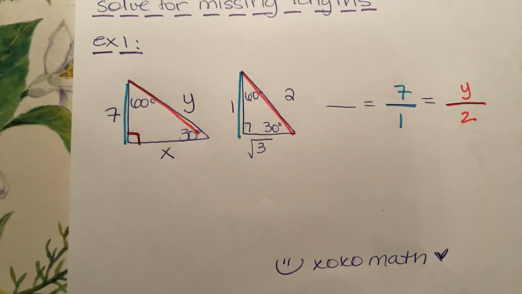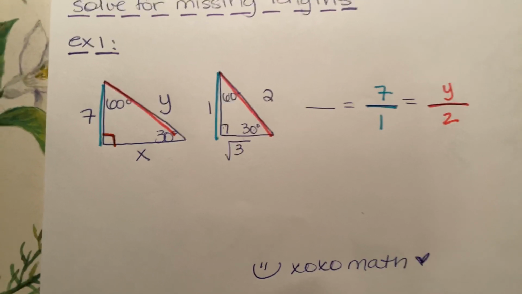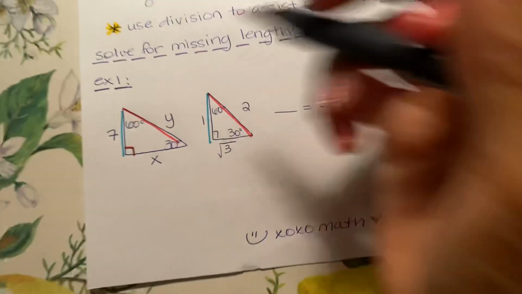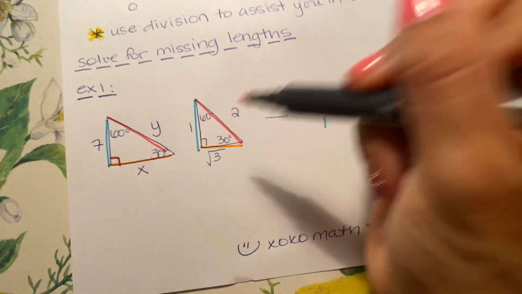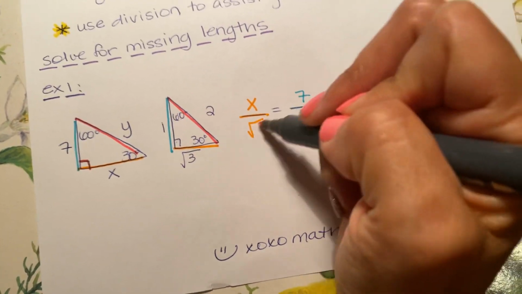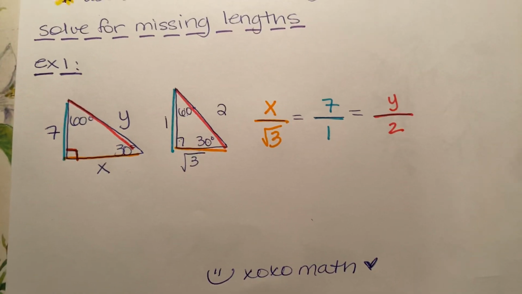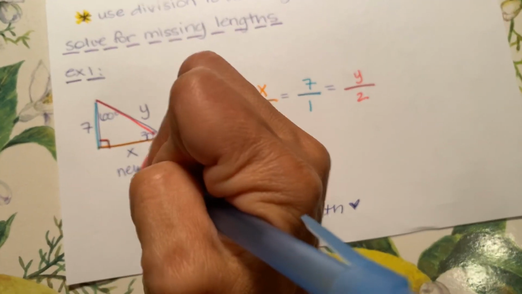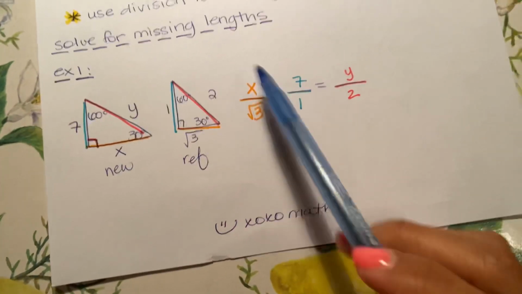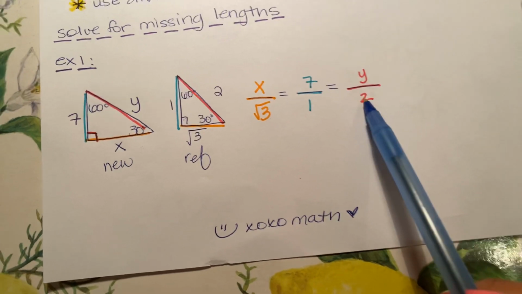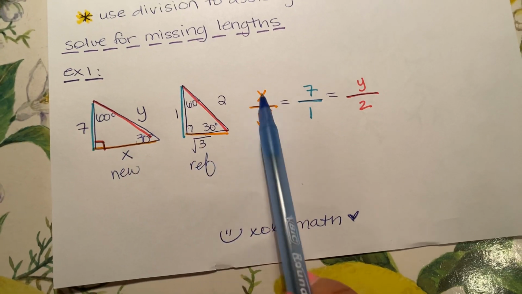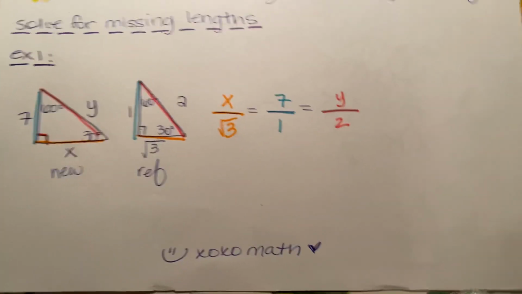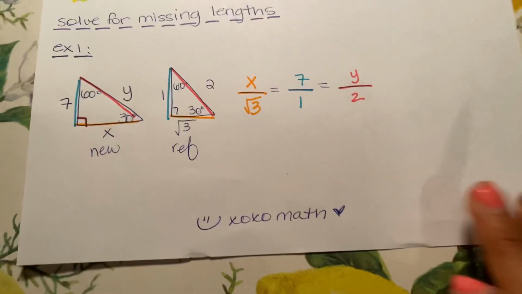Okay, and so now what happens with the 45-45-90 lecture, we went over a lot of radical rules, right? So we're going to use them here. Okay, so I should have done this correctly, right? This is the new triangle. This is the reference triangle. New over reference, new over reference, new over reference, right? Left to right, x over rad 3, 7 over 1, y over 2, right? Goodness, you know I've messed up before, so let's not mess this up.